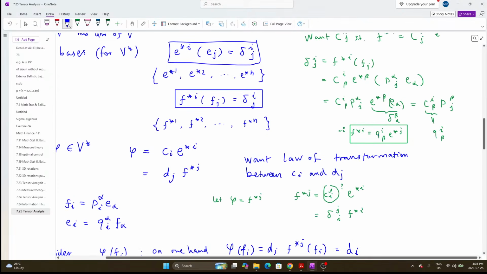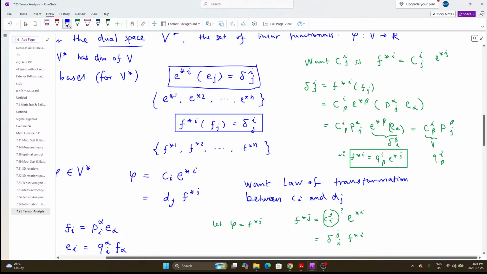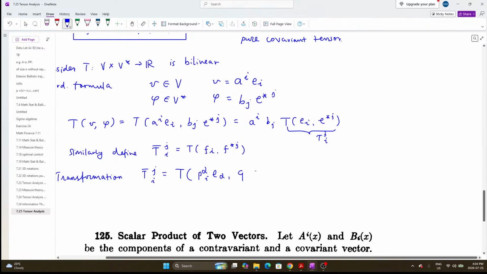F star J, as mentioned, this is F star I. F star I is Q. So you need Q, E, Q, J should be on top. J is free. E star beta, and the Q has a beta subscript as well. So this is how the dual basis transforms. And now take out the coefficient, and you're done.